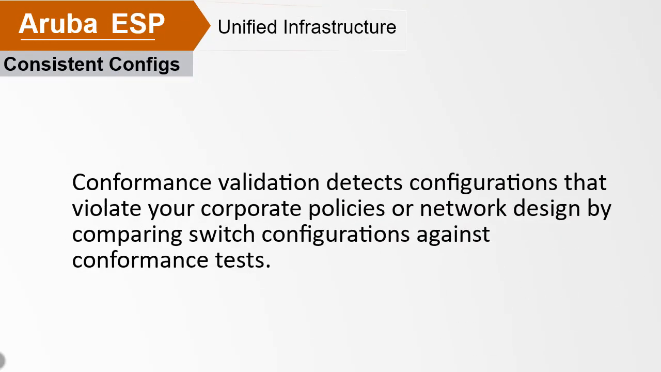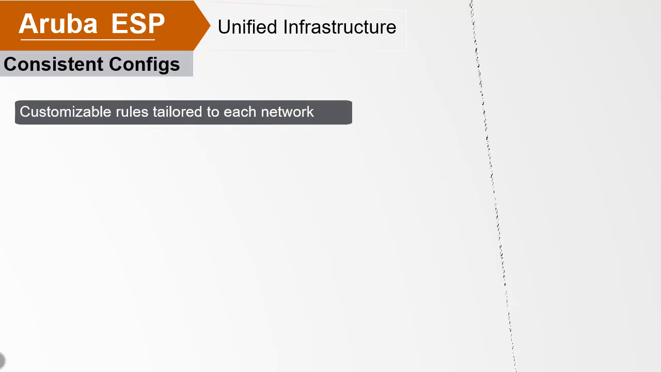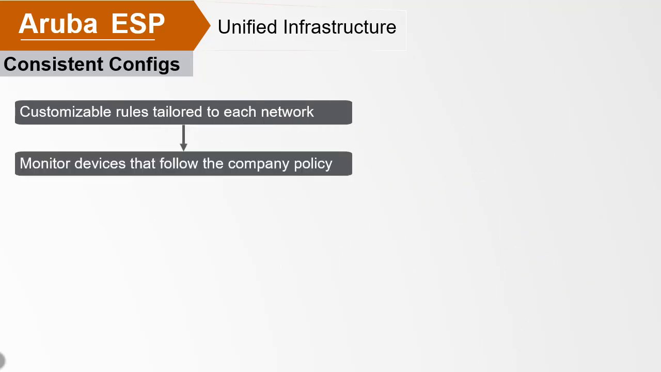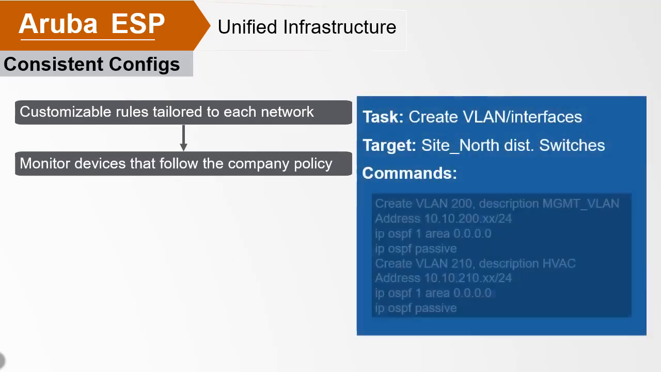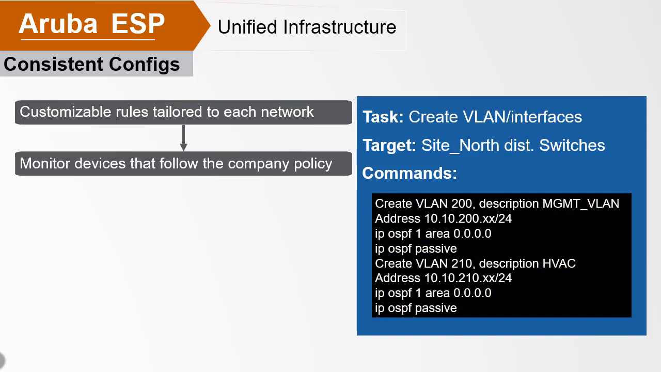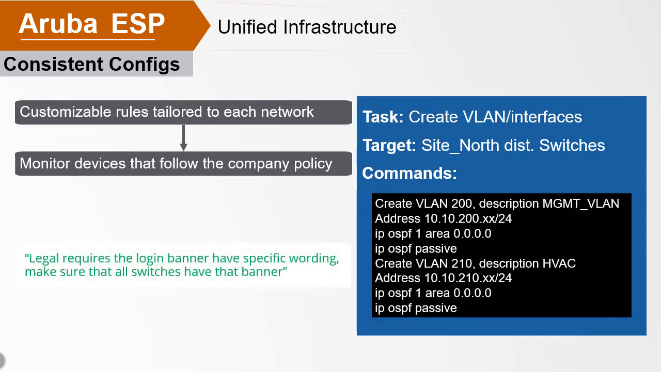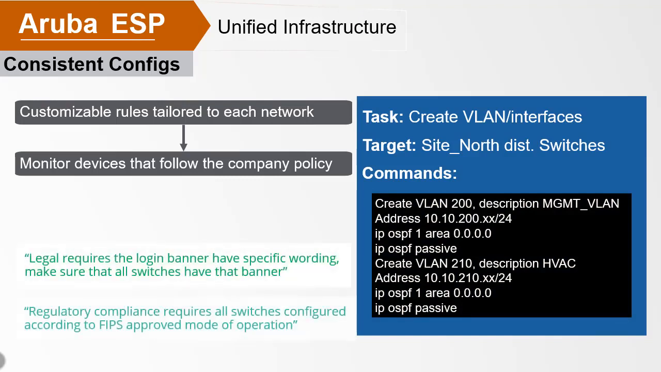Conformance validation detects configurations that violate your corporate policies or network design by comparing switch configurations against conformance tests. Now, you can define policies by creating and enabling conformance tests which run continuously against both candidate and running configurations. Now, what about a task to configure VLANs on certain switches? Or maybe you need specific wording on a login banner or must conform to certain regulatory compliance mandates.